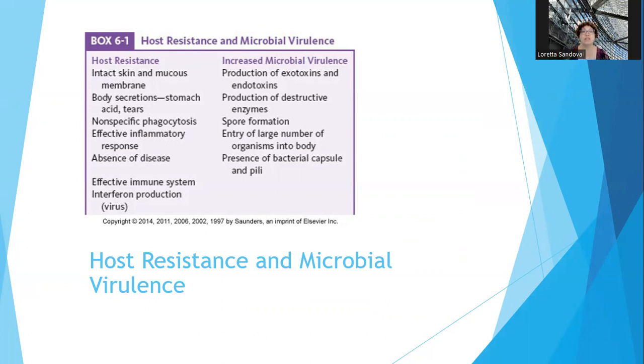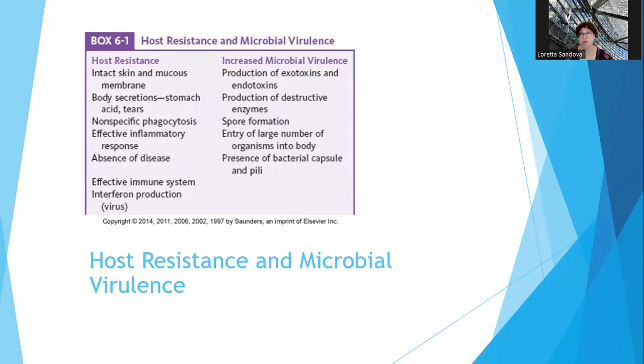So exotoxins and endotoxins from bacteria can break that down. Body secretions like stomach acid and tears have chemicals in them that can help break down bacteria before they get to the parts of our body that are vulnerable. Microorganisms can produce destructive enzymes that can break those down. Non-specific phagocytosis: we have cells going around, and we'll talk about this more in the immune system chapter. They're just going around, cleaning up the place, getting rid of potentially dangerous microorganisms.